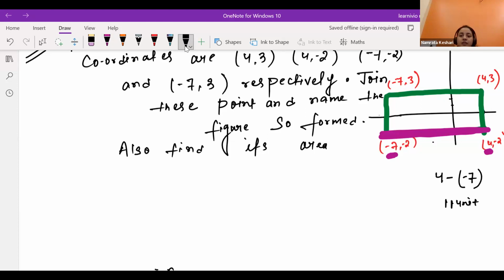Yes, ma'am. This is 11 units. Are you getting it? Yes, ma'am. Now this horizontal line also which is on the top.